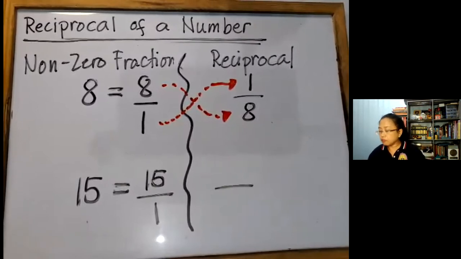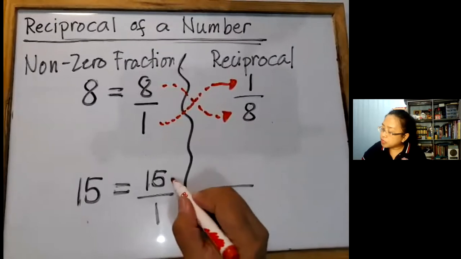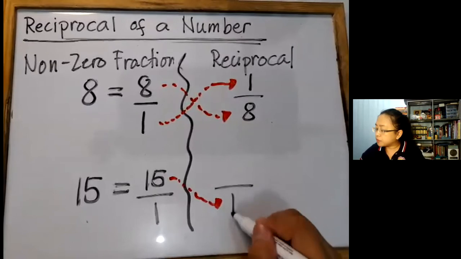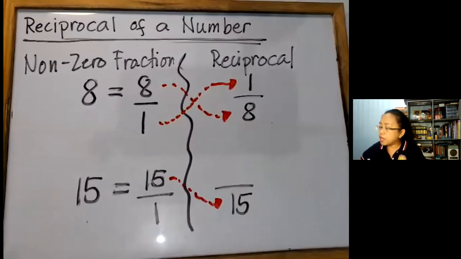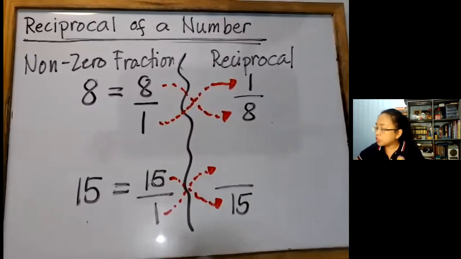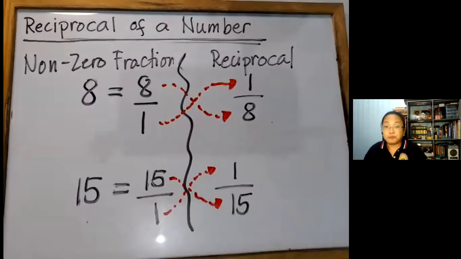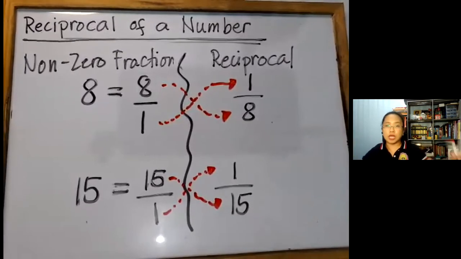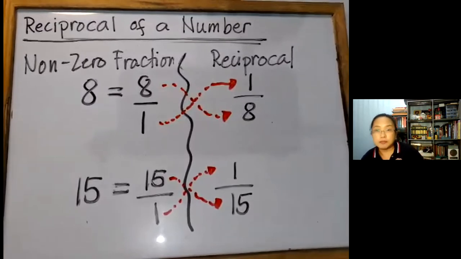And then, our numerator 15 goes down, becomes the denominator, 15. And then, our denominator, 1, will become a numerator. So, ano ngayon ang reciprocal ng whole number 15? It's 1 over 15. Okay, pause muna tayo. Let's observe. Diba? Kanina, yung una natin, nagpalit lang ng pwesto. Yung nasa taas, pumunta sa baba. Yung nasa baba, pumunta sa taas.